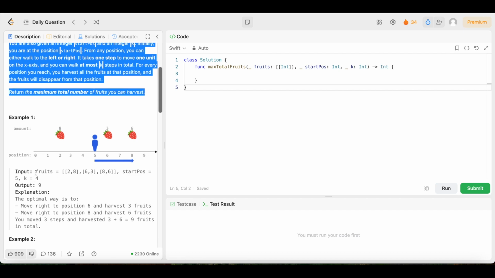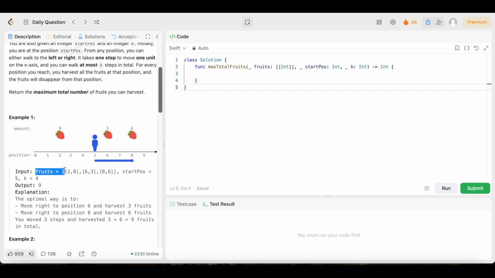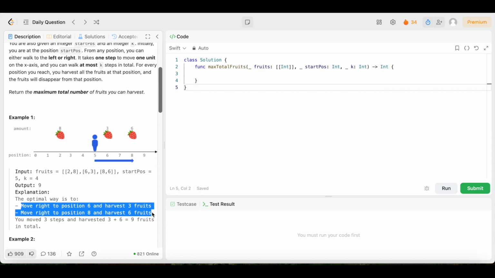So in example 1, we have our input fruits equals a 2D array of integers, first array being 2 and 8, second array 6 and 3, and the third array is 8 and 6. startPos is 5 and k equals 4. Output is 9. So let's see how they got this output from this input. The explanation says the optimal way is to move right to position 6 and harvest 3 fruits, then move right to position 8 and harvest 6 fruits. You move 3 steps and harvest 3 plus 6, which equals 9 fruits in total.